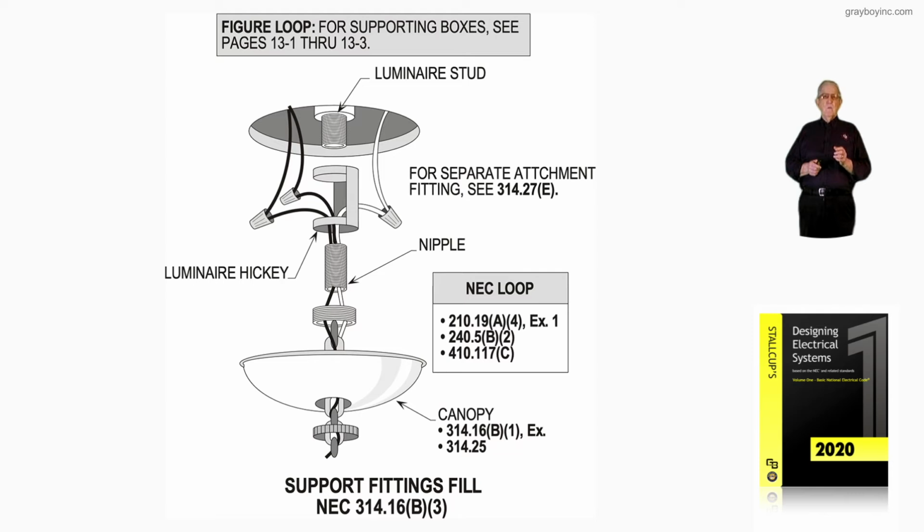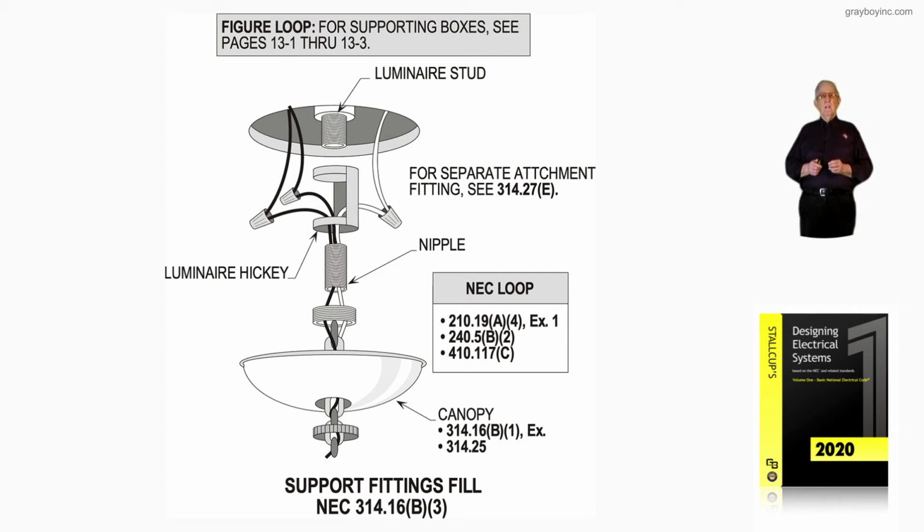But notice we would have to count one for the hickey, one for the stud, and one for the nipple, along with the rest of the field that you see on the box. So we would have a hot and a neutral coming in. Maybe it's fed with EMT. If it's, say, a cable, then you'd have an equipment ground coming in, but it doesn't show that.